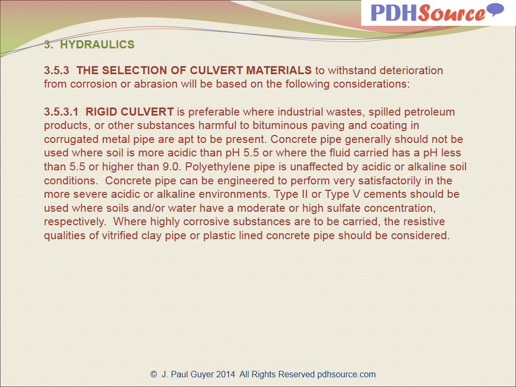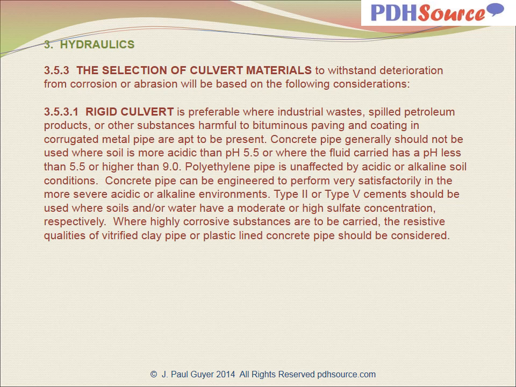The selection of culvert material to withstand deterioration from corrosion or abrasion can be based on the following considerations. Rigid culvert is preferable where industrial wastes, spilled petroleum products, or other substances harmful to bituminous paving and coating in corrugated metal pipe are apt to be present. Concrete pipe generally should not be used where soil is more acidic than pH 5.5 or where the fluid carried has a pH less than 5.5 or higher than 9.0.